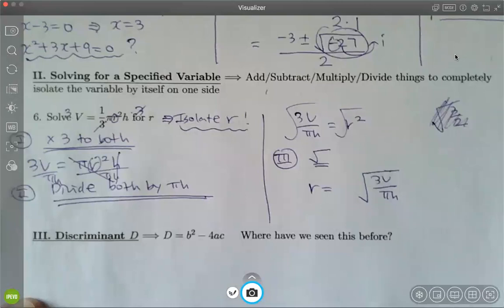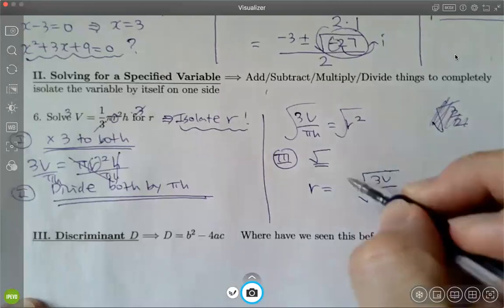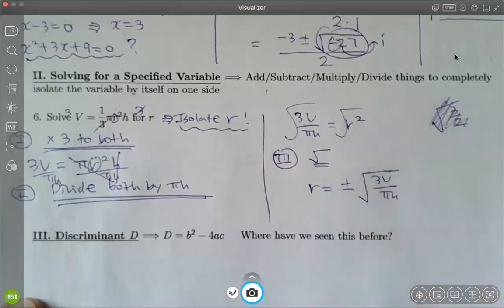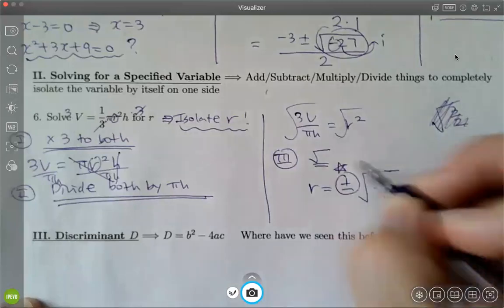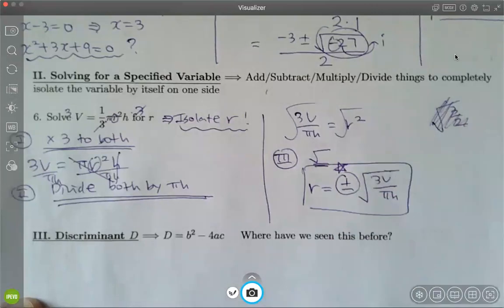What did I say yesterday? People will forget to put the plus minus sign, so I will end up begging students, right? There we go. 4th time.